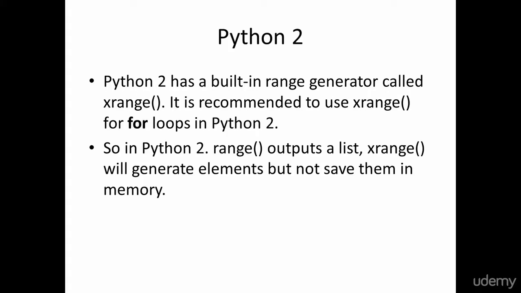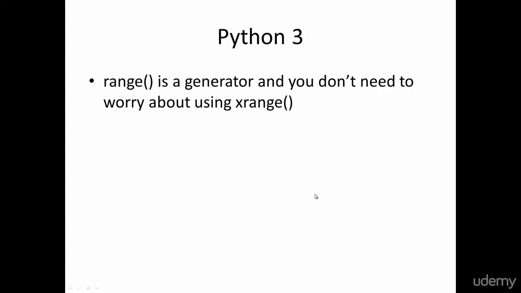So specifically for Python 2, Python 2 has a built-in range generator, and it's called xrange. And it's recommended to use xrange for for loops in Python 2. In Python 2, the normal range function is going to output a list, and it's going to save all those numbers into memory. Xrange will generate elements but not save them into memory. Now, if you're using Python 3, the normal range is already a generator, and you don't need to worry about using xrange. You'll only ever just use range, and that's it.